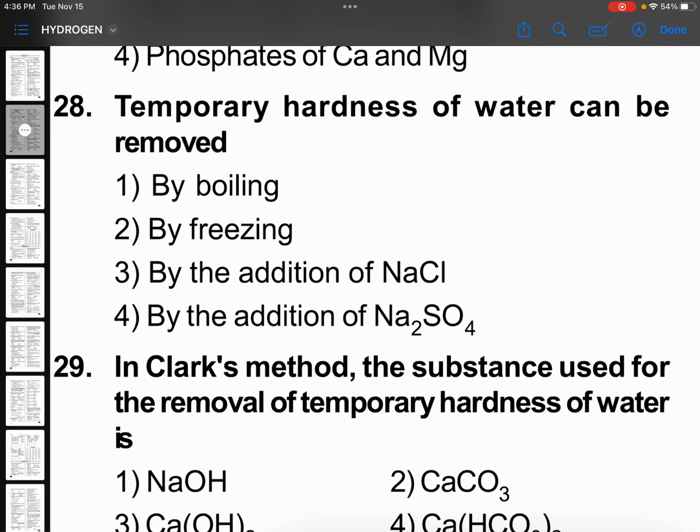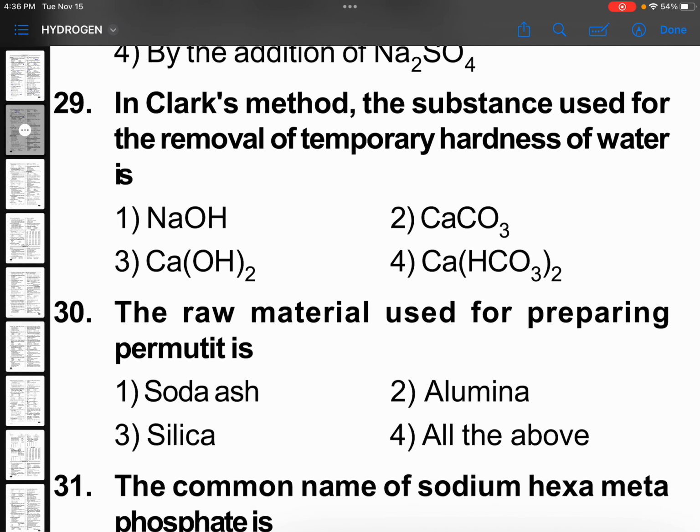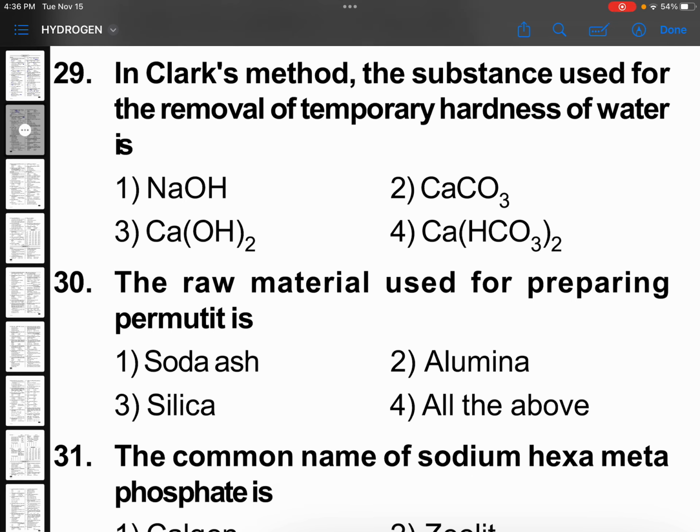Temporary hardness of water can be removed by boiling. When you boil, magnesium bicarbonate is removed in the form of magnesium hydroxide, and calcium bicarbonate in the form of calcium carbonate. So by boiling. In Clark's method, we add calcium hydroxide. But remember, if you are adding extra calcium hydroxide, that turns into artificial hardness. So 29th question, option 3, Clark's method: to remove temporary hardness, you add a calculated quantity of calcium hydroxide, not too much.